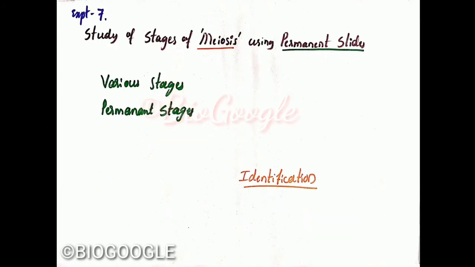Next, experiment number 7: study of stages of meiosis using permanent slides. You all know the very important stages in prophase 1 of meiosis 1: leptotene, zygotene, pachytene, diplotene, diakinesis. We should study those stages using permanent slides or charts or diagrams. This may come in identification, carrying 2 marks.